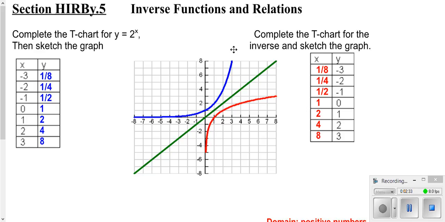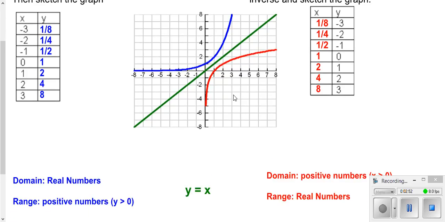Now, the original blue function, if I reflect it and fold it over this green line, would give me the red down below. So looking at a graph, you can always find your inverse by folding it over the green line, which is your y equals x line.